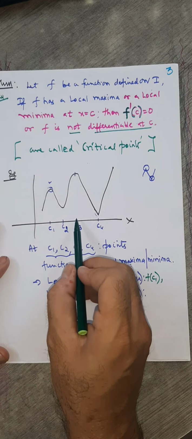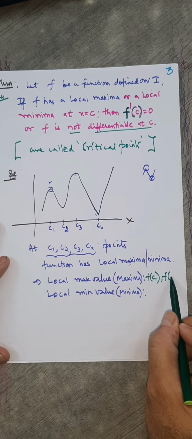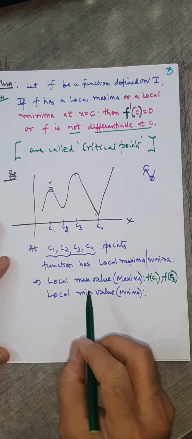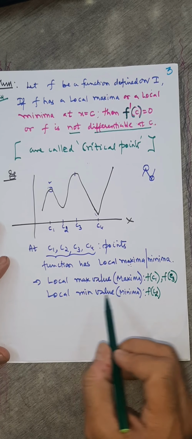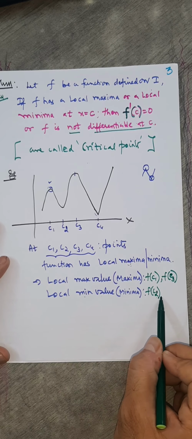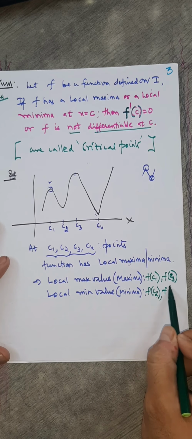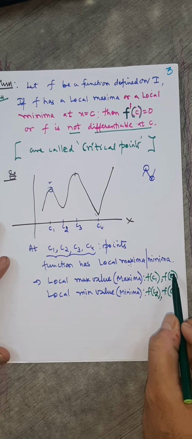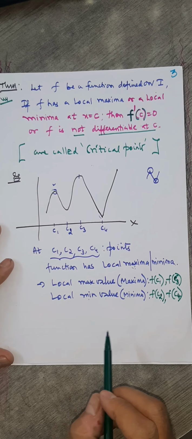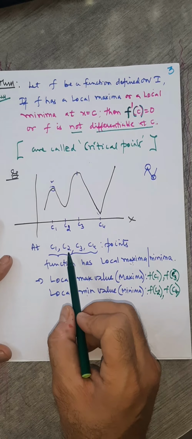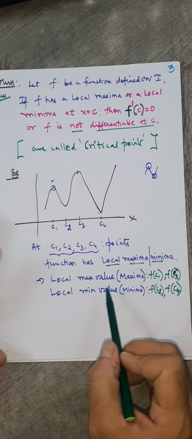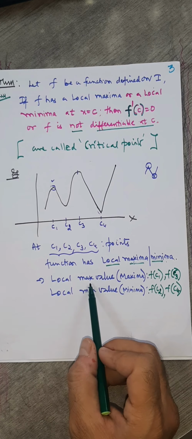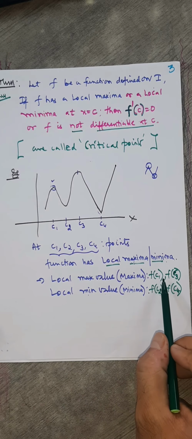Okay, then f of c3. Fine. At c2 it has a local minimum, so f of c2 is a local minimum value, and here f of c4. Got it? Understood. You must understand the points where the function has a local maxima or minima, and the local maximum value or local minimum value which are given by this.